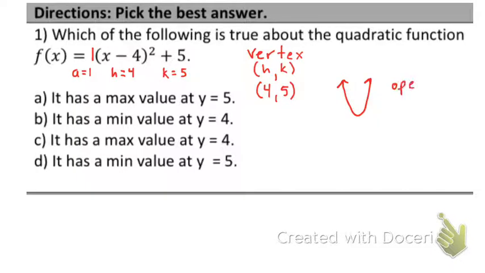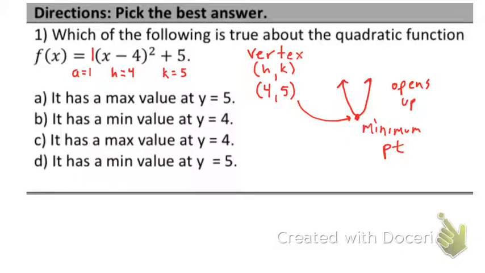Since my a value is positive, that means my parabola opens up. So it opens up. This is all from last week as far as opening up. That means my vertex, which is this point here, since it's at the bottom of the valley, is called a minimum point. So our vertex is the minimum point.